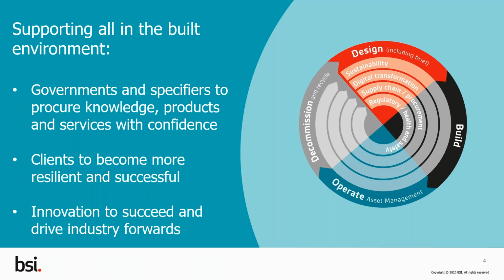Our key focus areas are on the right hand side, as you can see. Sustainability is the number one priority for us, but I know for many organizations around the world, because climate change and climate challenge is a real challenge for us. Digital transformation, supply chain, procurement, and health and safety. So these are some of the key focus areas in how we are supporting various stakeholders, right from design all the way through to construction, operations, and decommissioning within the built environment.